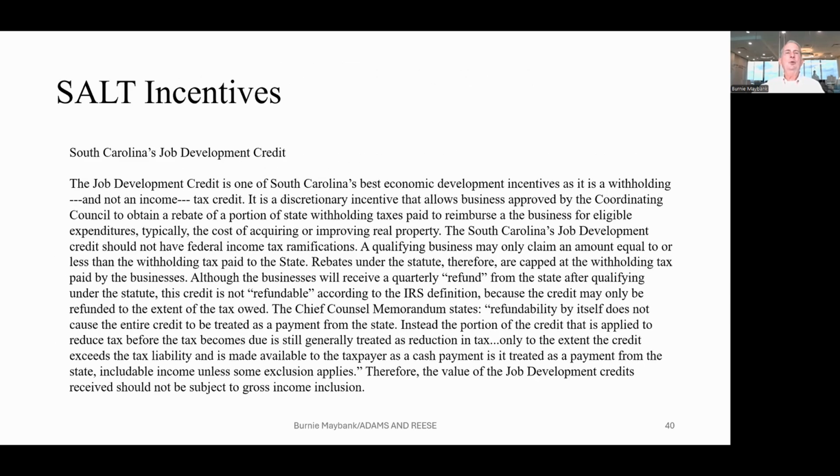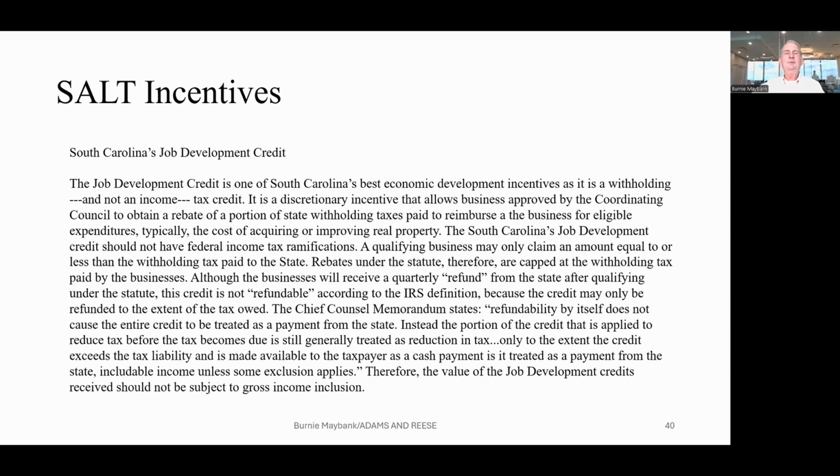South Carolina has a wonderful job development credit. It's one of the best credits we have because it's a withholdings tax credit. So many manufacturers have no income tax liability because of huge deductions and huge credits, and therefore an income tax credit such as our jobs tax credit really doesn't do them a whole lot of good. By contrast, the job development credit is a withholdings tax credit, and even the Catholic Church has a withholdings tax liability. Every manufacturer, warehouse, or distribution has a withholdings tax liability. So it's a wonderful credit.